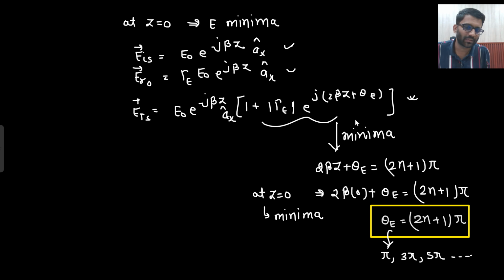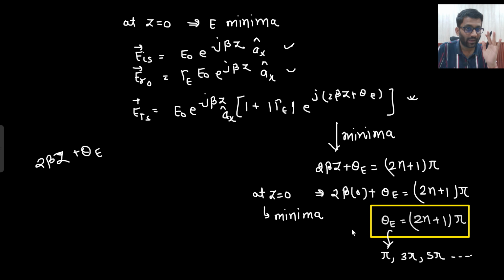Which expression? This expression. And if I need minima, that means I need to keep this as 2n plus 1 pi. Do I need to mug up anything, or can I keep this expression in my mind? Certainly it would become 2 beta z. How would it become 2 beta z? Because e to the power minus j beta z, e to the power plus j beta z. So if I take e to the power minus j beta z outward, 2 beta z it would become, and plus theta e. Why theta e? Because your gamma e will also have some angle.